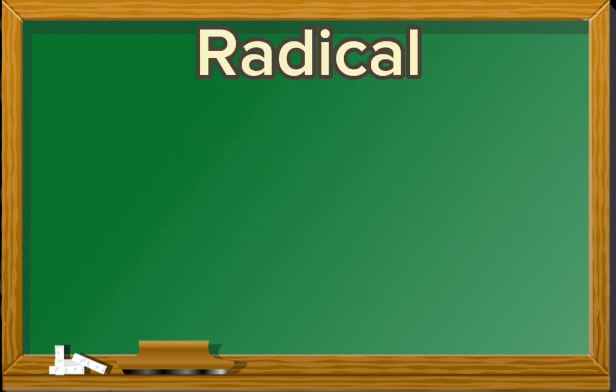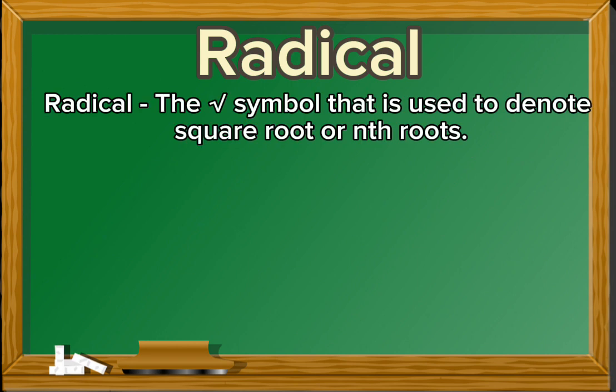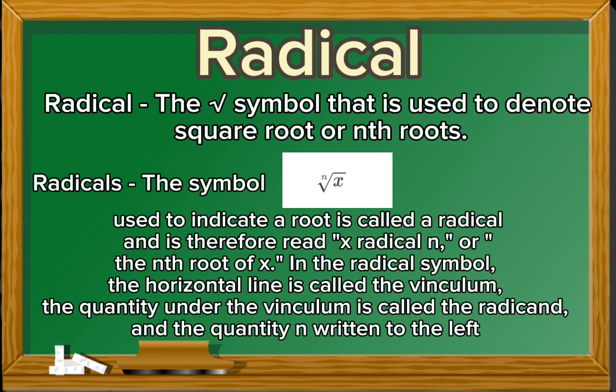Let us discuss further what a radical is. The radical, or the square root symbol, is used to denote the square root or nth roots. The symbol used to indicate a root is called a radical, and this is read x radical n, or the nth root of x. In the radical symbol, the horizontal line is called the vinculum. The quantity under the vinculum is called the radicand, and the quantity n written to the left is the index.